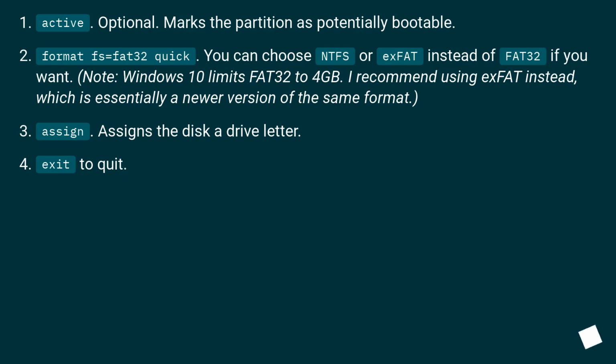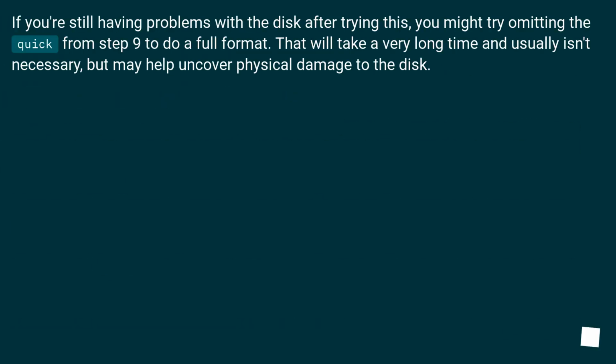Assign. Assigns the disk a drive letter. Exit to quit. If you're still having problems with the disk after trying this, you might try omitting the quick from the format step to do a full format. That will take a very long time and usually isn't necessary, but may help uncover physical damage to the disk.